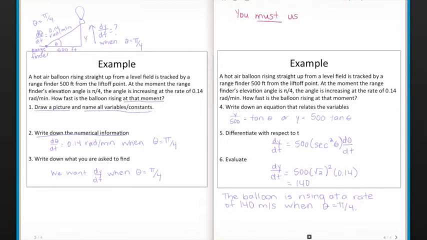Now that you have the systematic approach, I do require that all of your homework use these 6 steps. You need to clearly label each step. Step 1, draw a picture and name the variables and constants. Step 2, write down the numerical information. Step 3, write down what you are asked to find. Step 4, write down an equation. Step 5, differentiate. Step 6, evaluate. All homework problems must include these components.